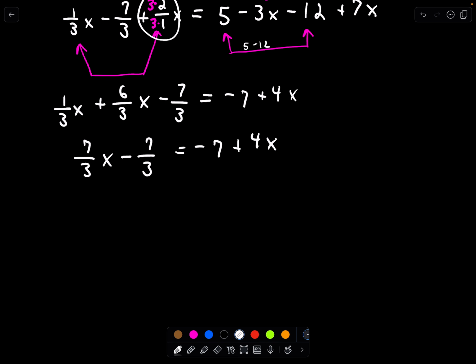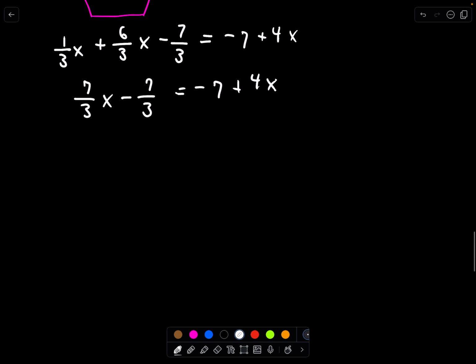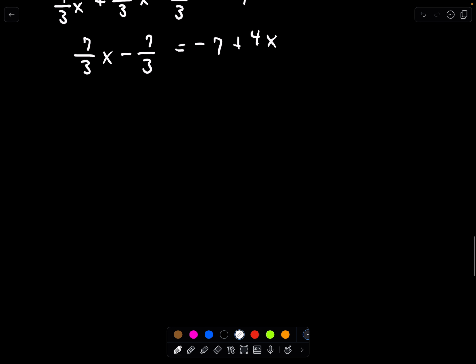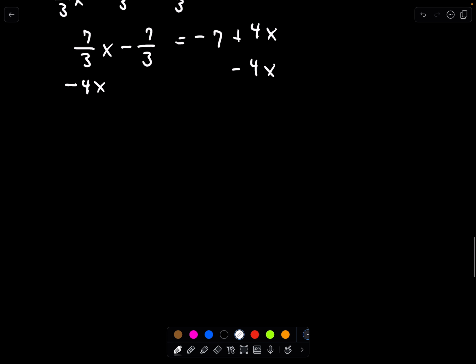And now we're back to our very first examples. I want to put all the x's on one side, all the numbers on the other. Again, it doesn't matter. I'll just subtract 4x from both sides. And maybe I'll do 2 steps at once. So I'm going to subtract 4x from both sides, that's going to give me only x's on the left. And I'm going to add 7/3 to the right side. So let's see if we can do all this at once.